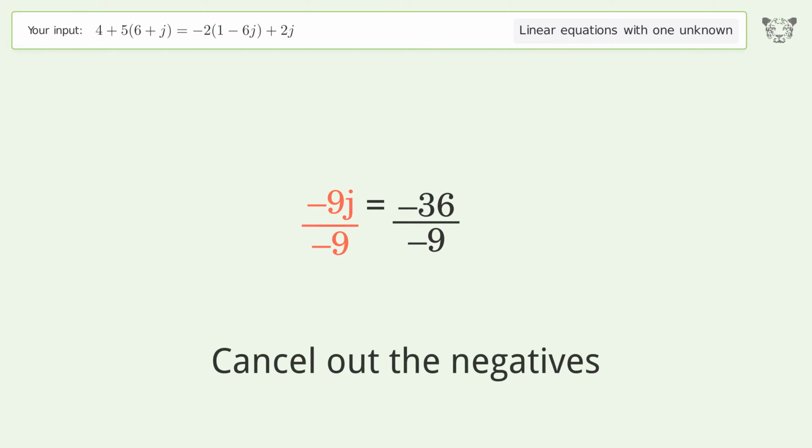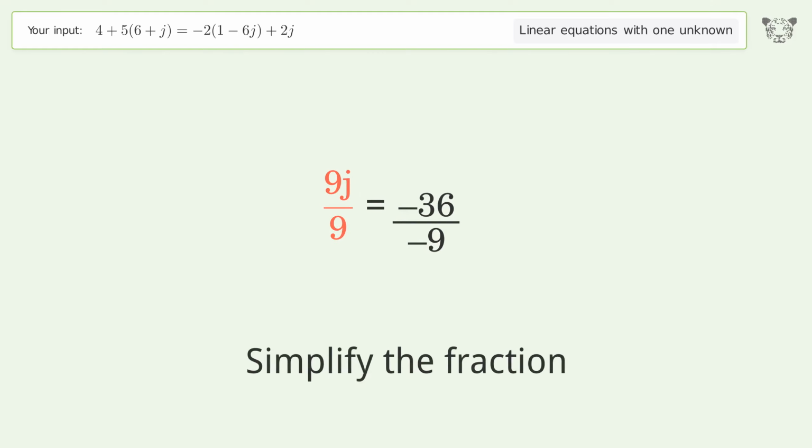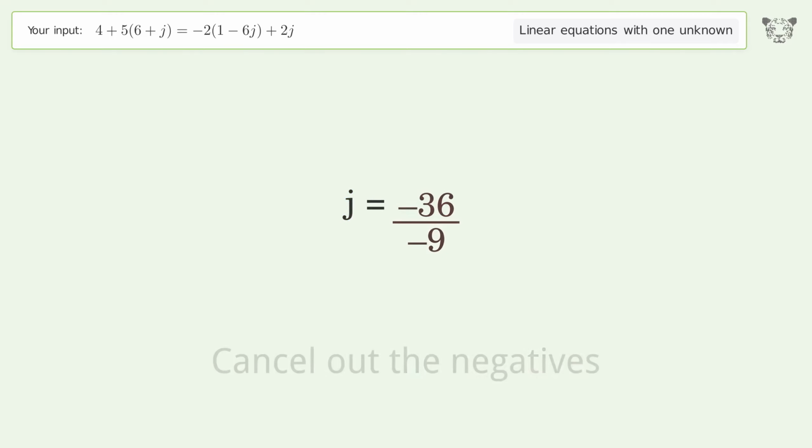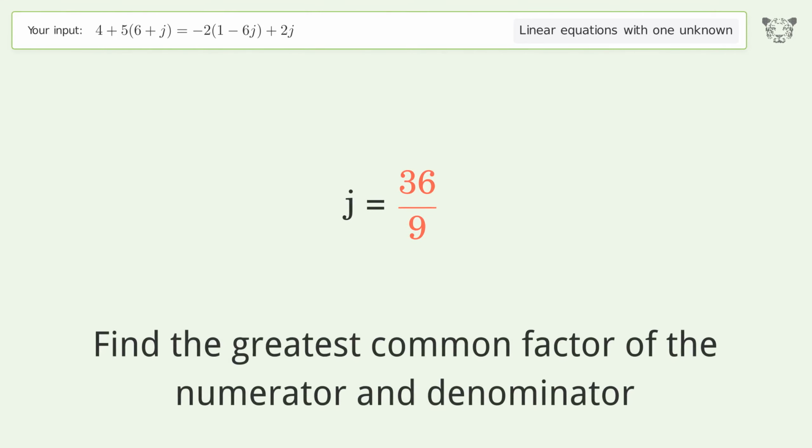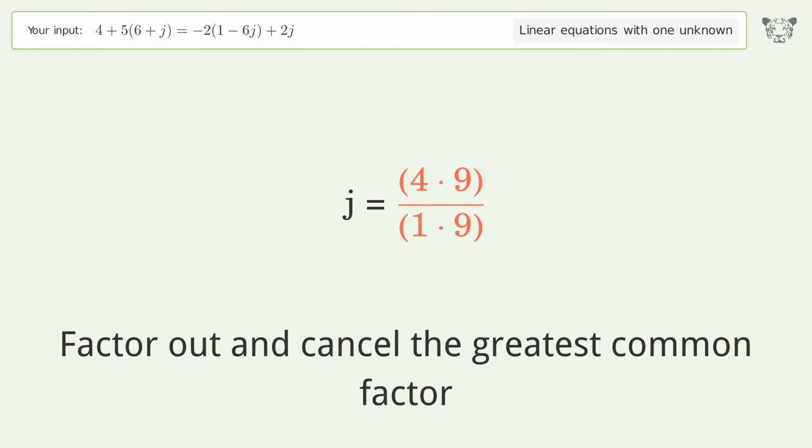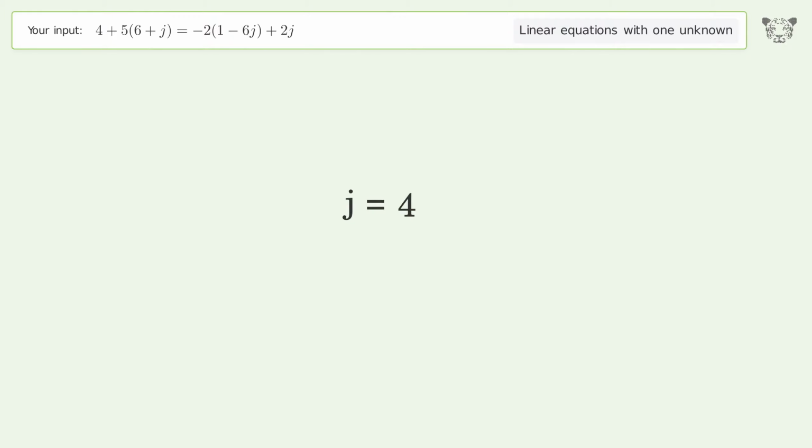Cancel out the negatives. Simplify the fraction. Cancel out the negatives. Find the greatest common factor of the numerator and denominator. Factor out and cancel the greatest common factor. And so the final result is j equals 4.